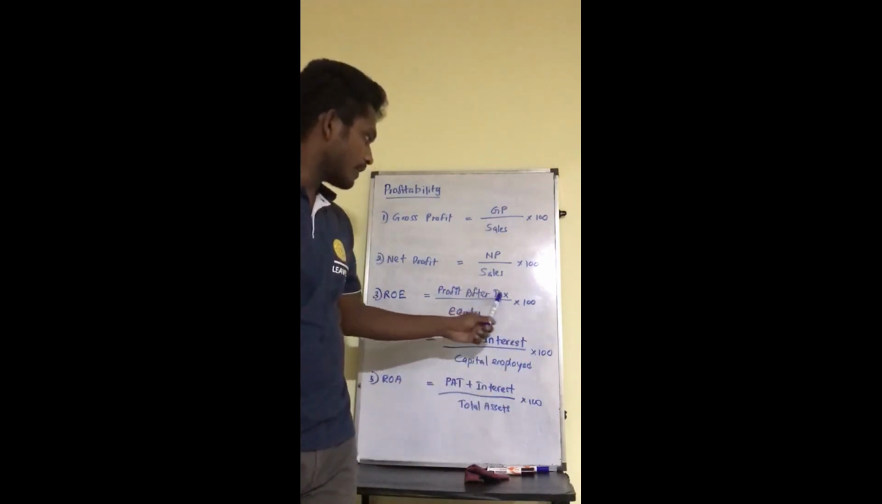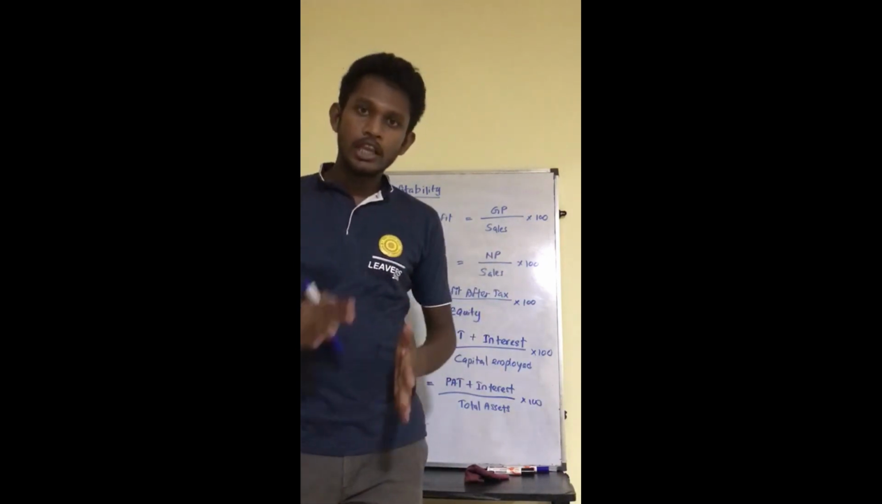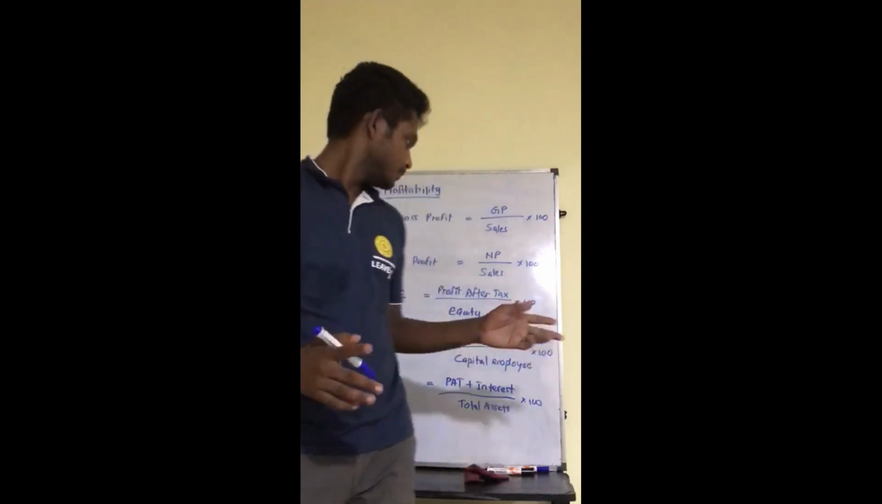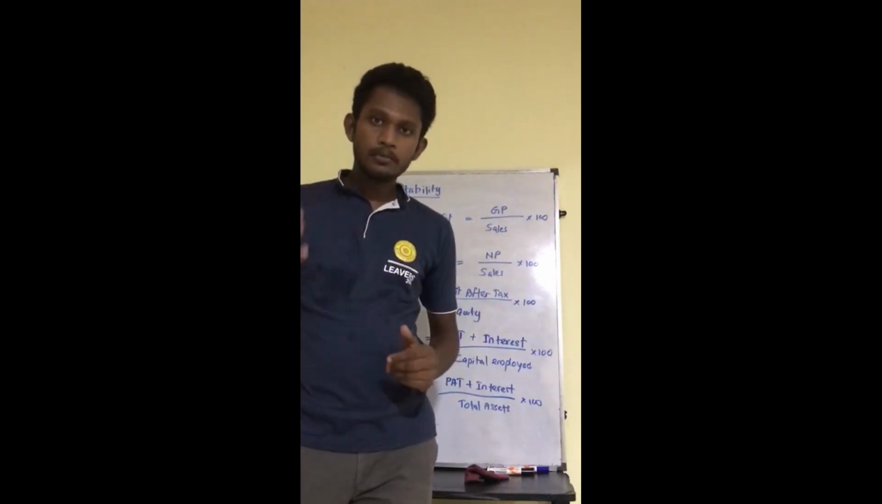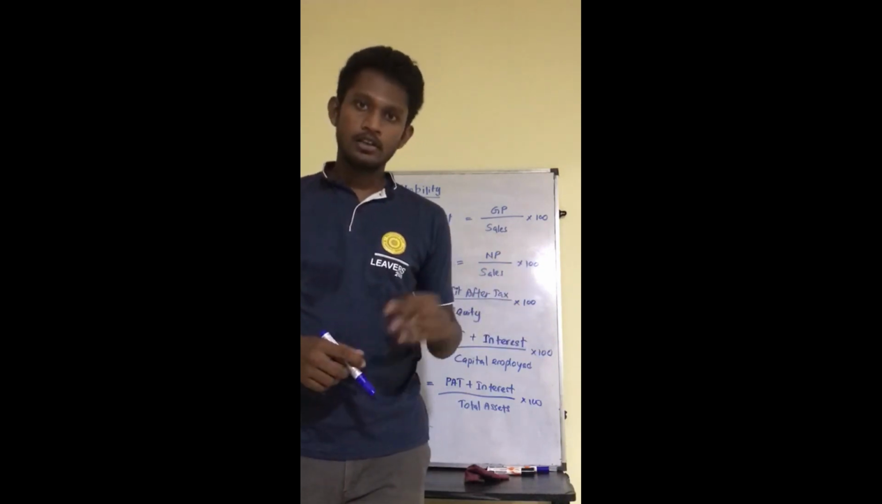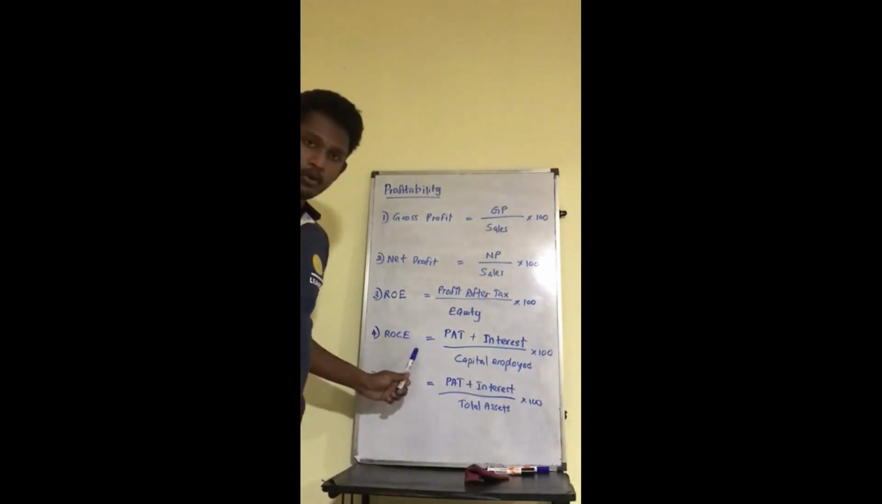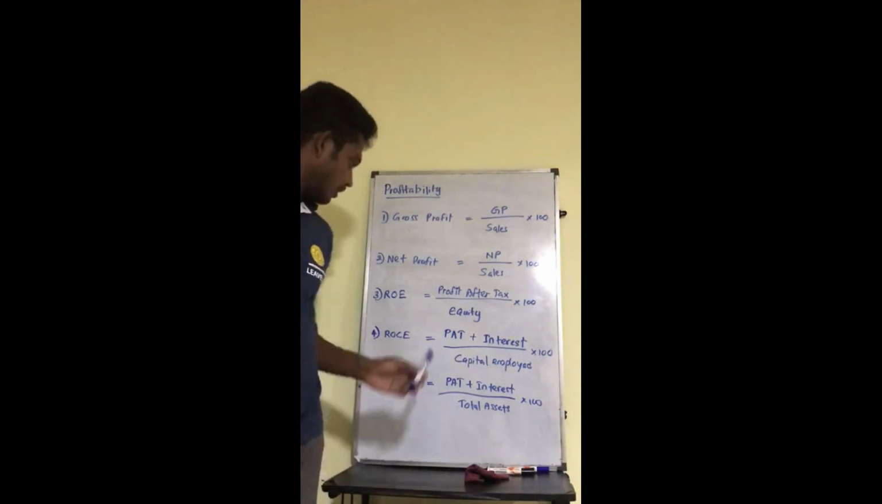So the profit after tax is the net profit. So what is equity? Equity is the equity holders' funds. So shareholders, I mean the value of ordinary shares plus reserves. So those two things will be the equity. When it comes to reserves, all the reserves, revaluation reserve, retained earnings, general reserve, those things should be there. Fourth one is return on capital employed, ROCE.